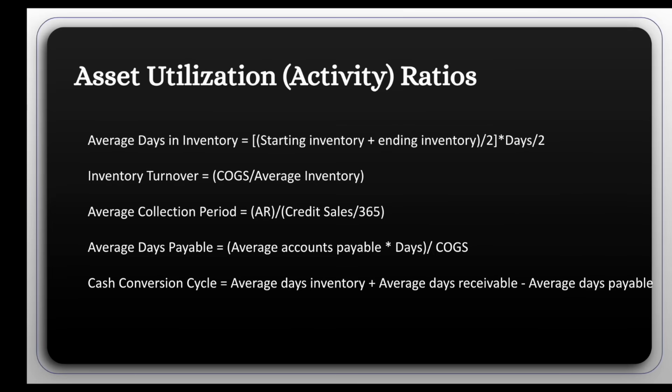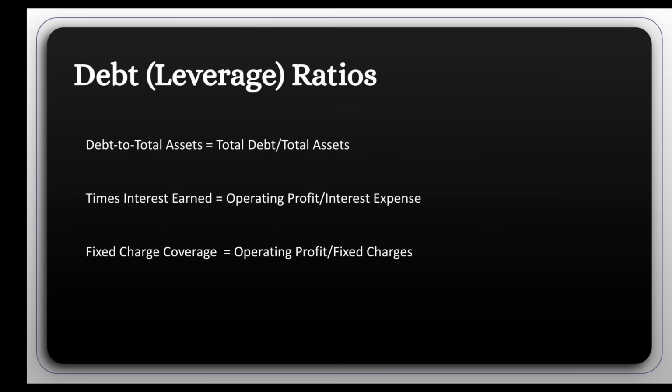Activity ratios. Activity ratios are also known as asset utilization ratios, and they analyze how efficiently a company manages to use its assets to generate revenue. They provide insights into how well a company utilizes its resources and operations. For example, we have inventory turnover, which measures how quickly inventory is sold and replenished, and things like average collection period. Activity ratios help businesses optimize their operations, manage working capital, and identify areas where improvements can lead to increased productivity and profitability.